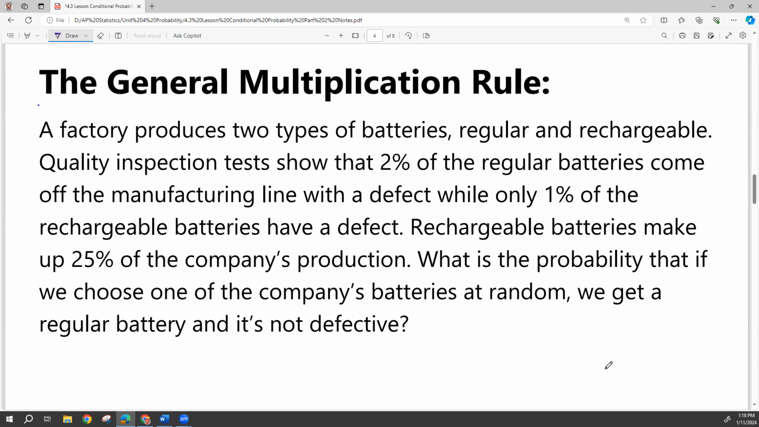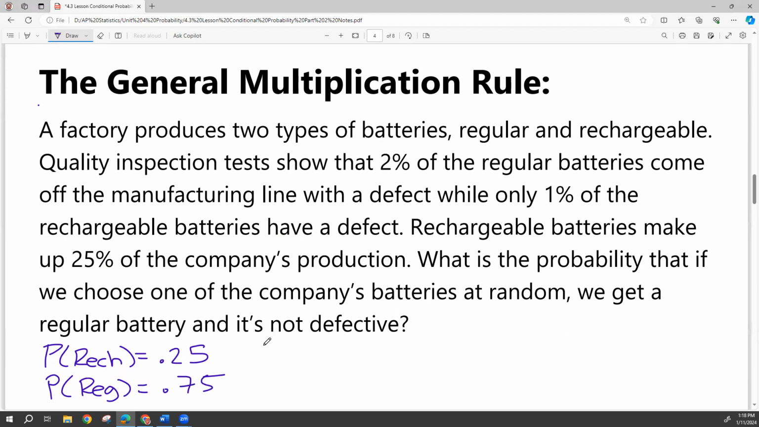They produce 75% of the batteries they produce are regular, 25% of them are rechargeable. So I'm going to do some documenting of percentages, or probabilities. So the probability any battery is rechargeable is 0.25. The probability that any battery is a regular battery is 0.75.